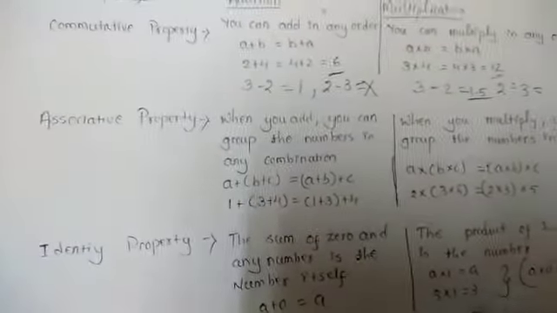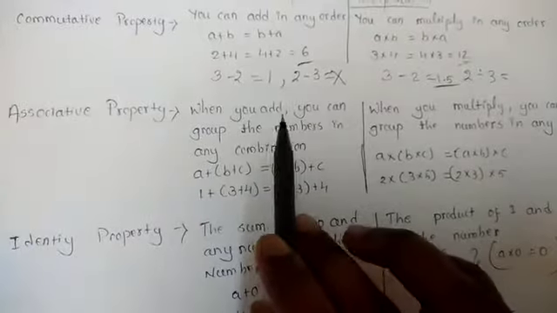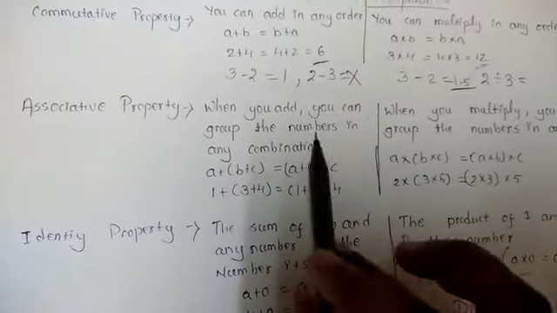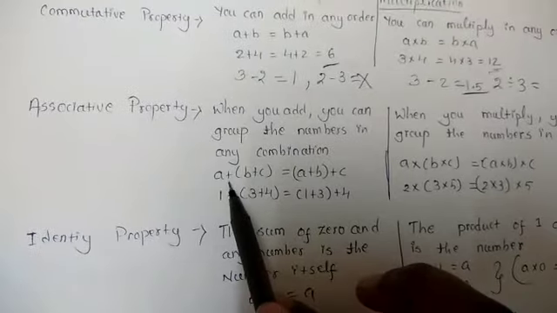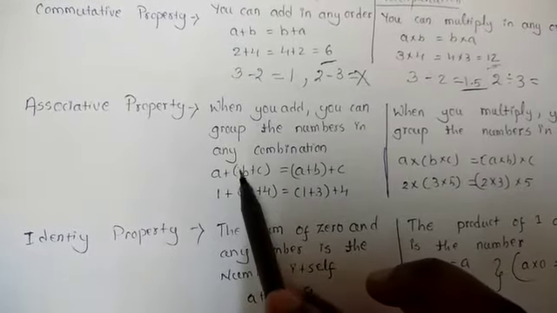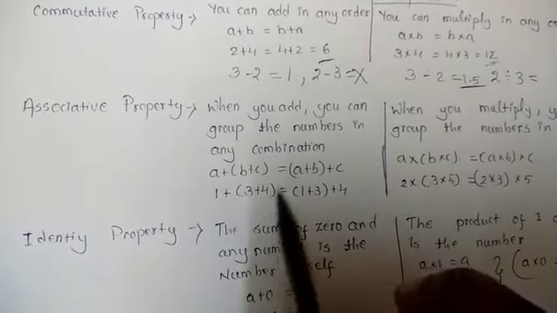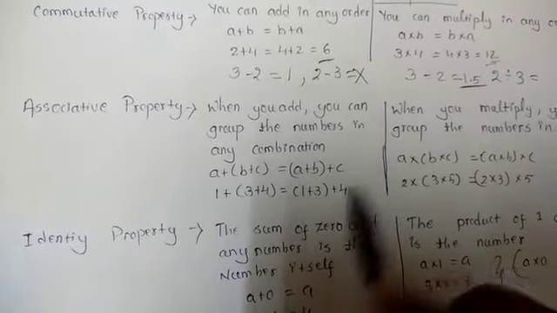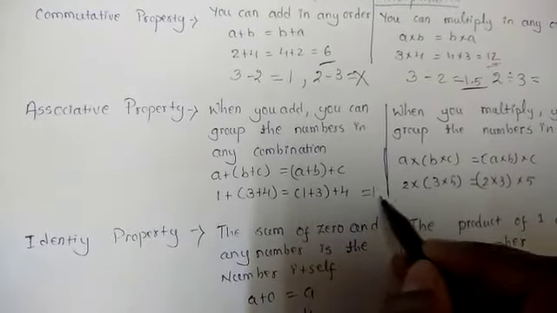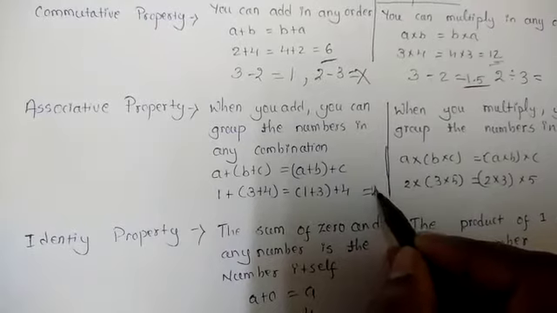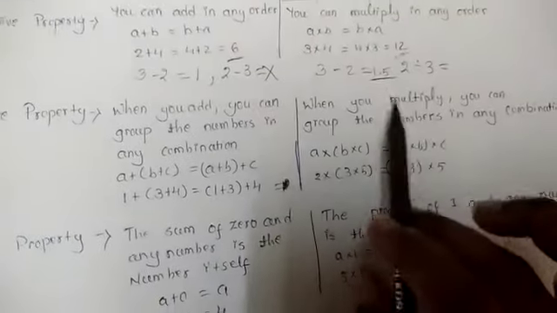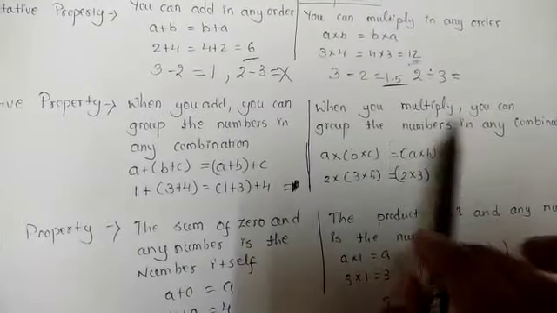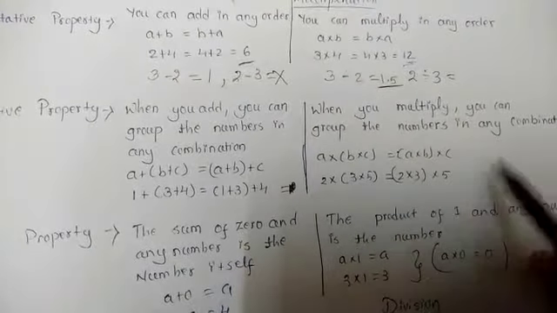Then the associative property: when you add, you can group the numbers in any combination. See, a plus b, or this is the example you can get, but you will get the answer in the same manner only. Okay, then you can multiply the group of numbers in any combination.